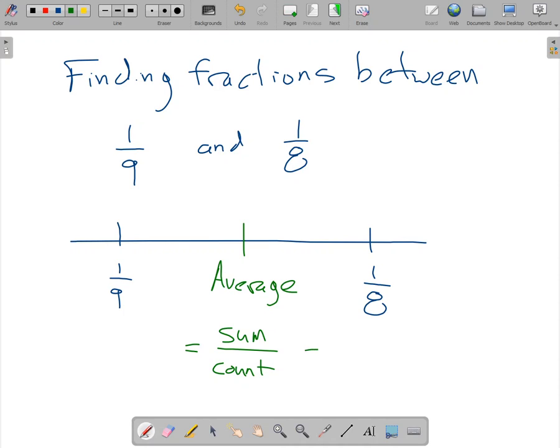So in this case, the sum would be to take 1/9 and add 1/8. And the count is, well, there's just two of them. So add them up and divide by 2. So this gives me another opportunity to talk about order of operations, which we haven't talked about much, but that's important. So let's complete this calculation.